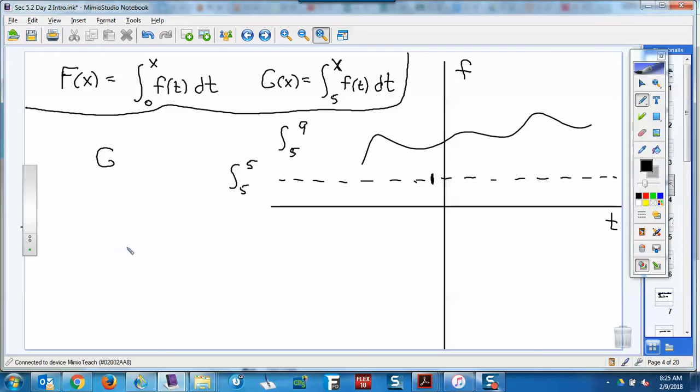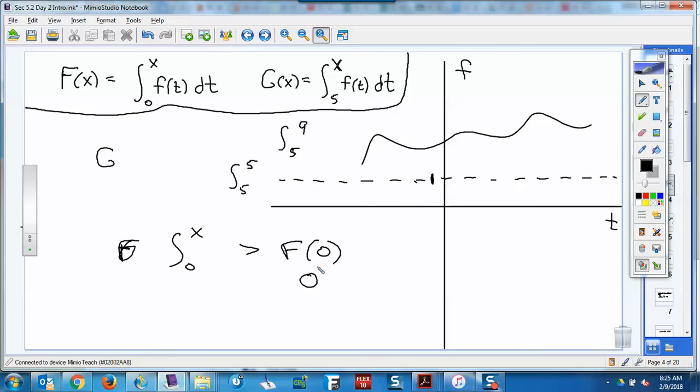And then explain why big F of x is greater than big F of 0 for all x greater than 0. So big F of x, which is the area from 0 to x, why does that area have to be greater than big F of 0? What's big F of 0? 0. Now it says for all x greater than 0, so that's just going to the right. So that's actually pretty easy too.